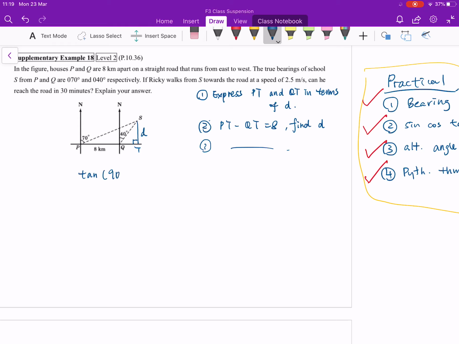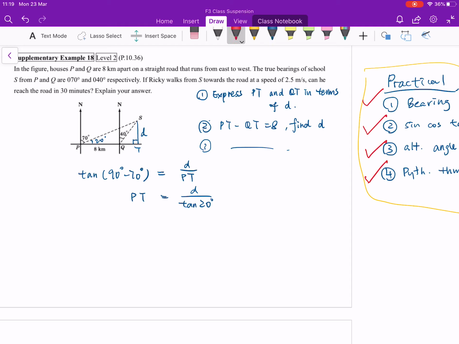Tangent of 90 degrees minus 70. Actually, I'm referring to the angle here. This is 20, you know that? Equals to D divided by PT. Therefore, PT should be D over tangent 20 degrees.